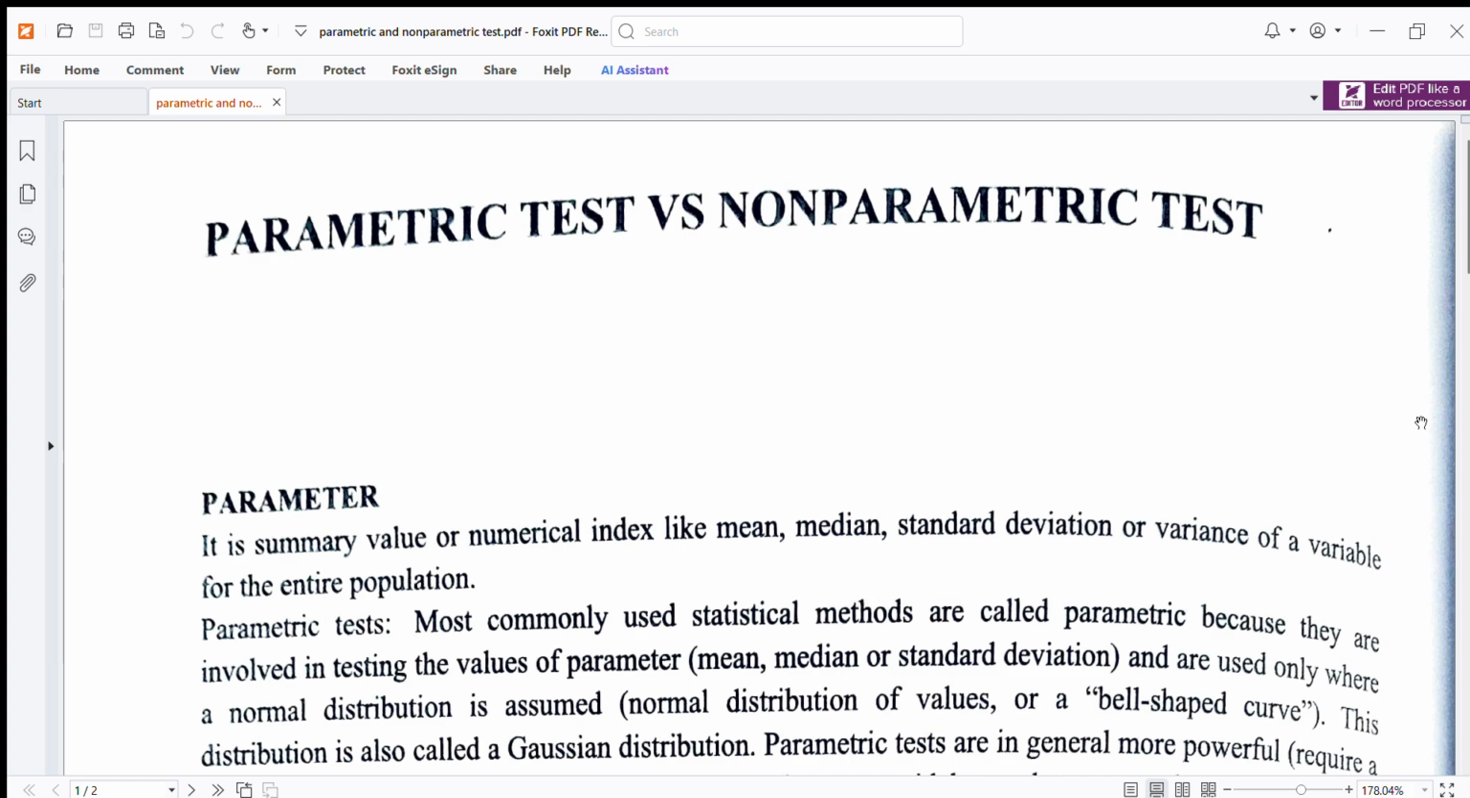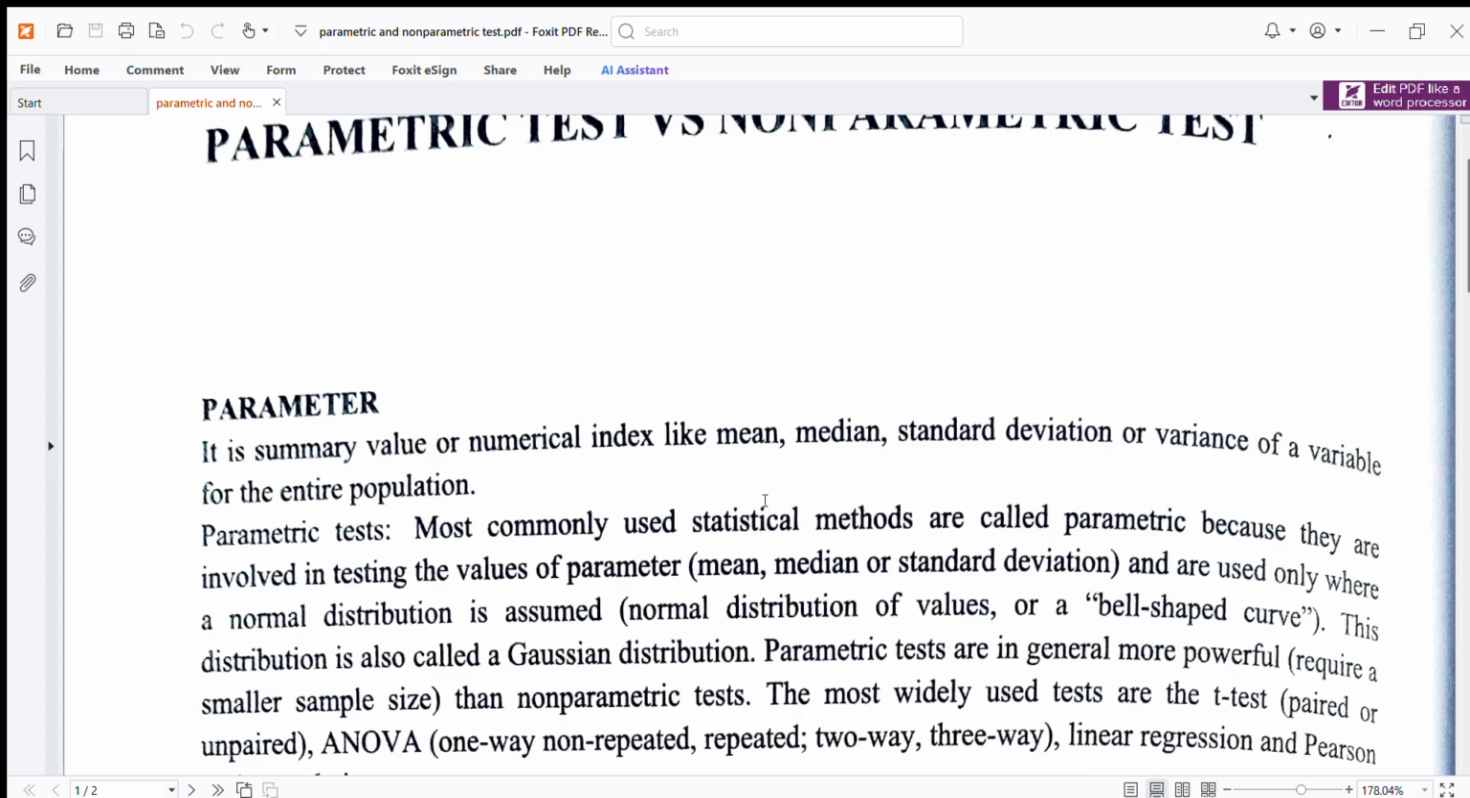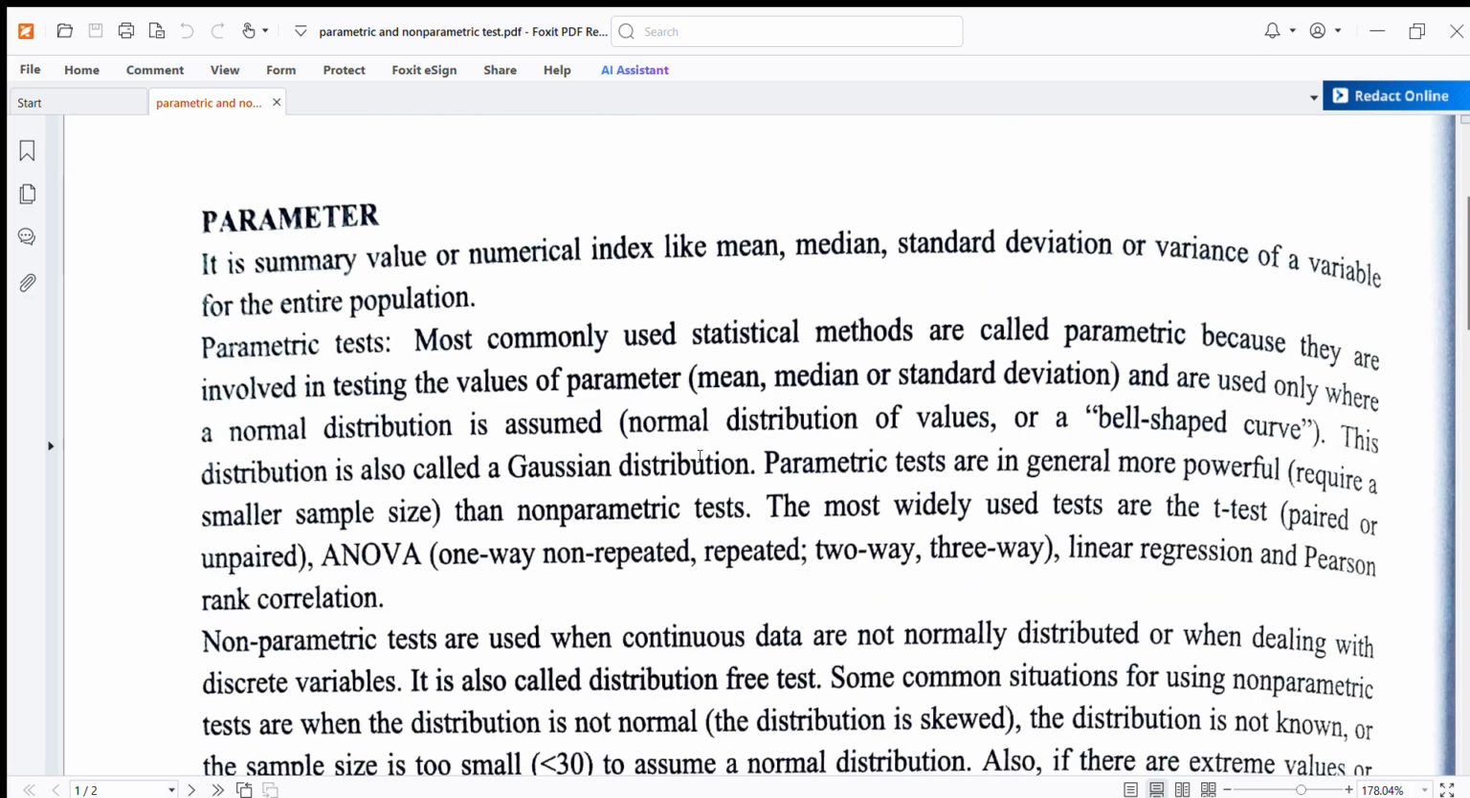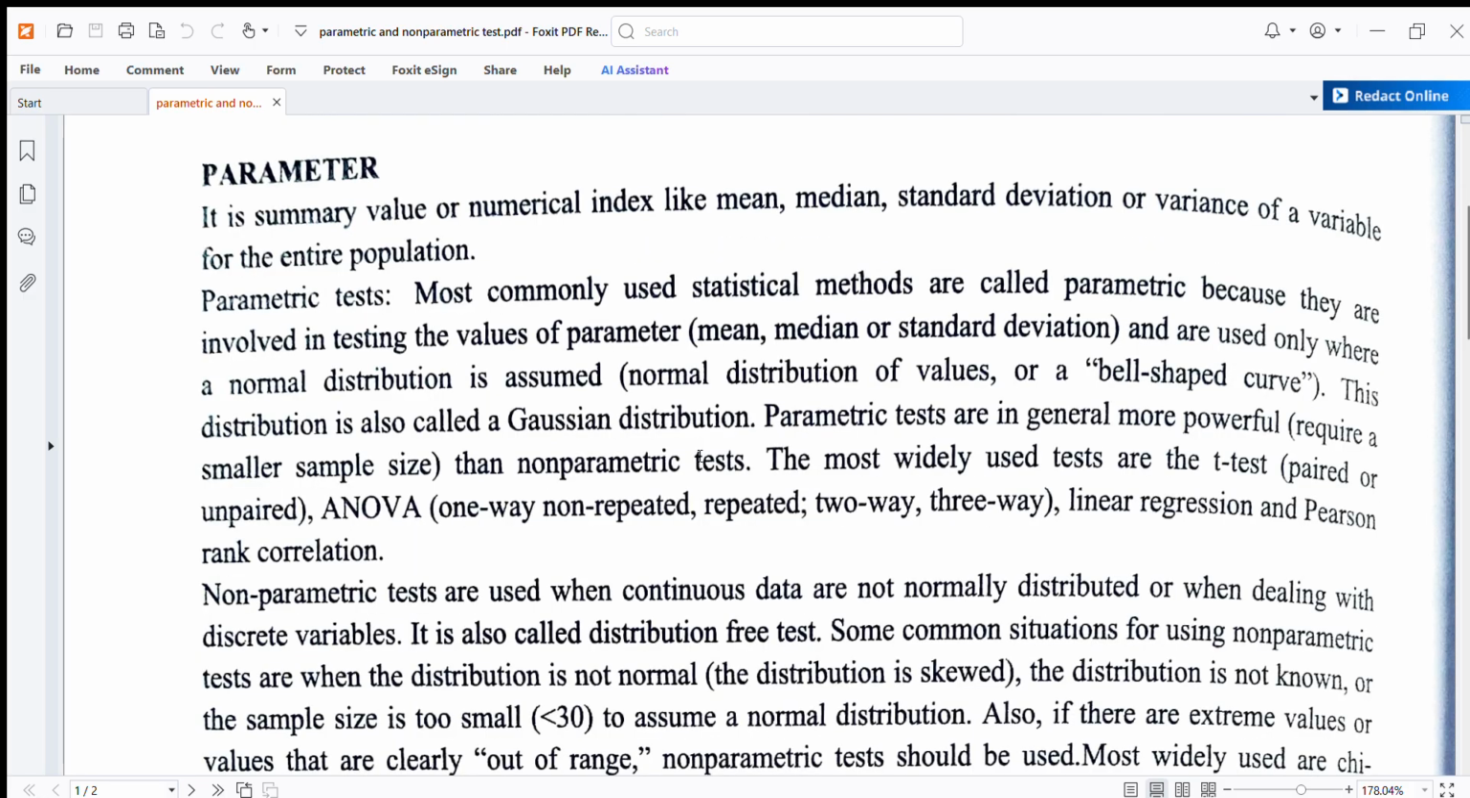Parametric: it is the summary value or numerical index, like mean, median, standard deviation or variance of a variable for the entire population. Parametric tests, the most commonly used statistical methods, are called parametric because they involve testing the values of parameters like mean, median, standard deviation, and are used only where a normal distribution is assumed. Normal distribution of the values, or bell-shaped curve. This distribution is also called a Gaussian distribution.